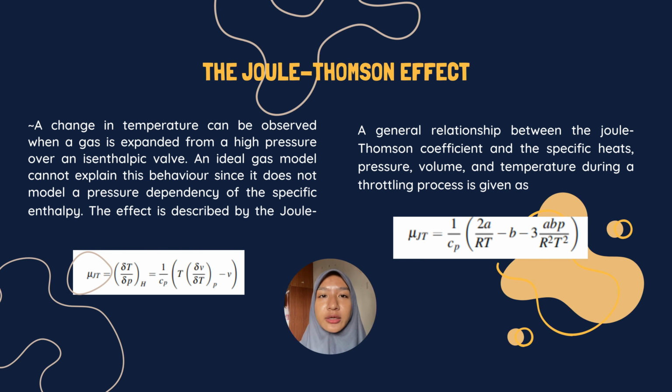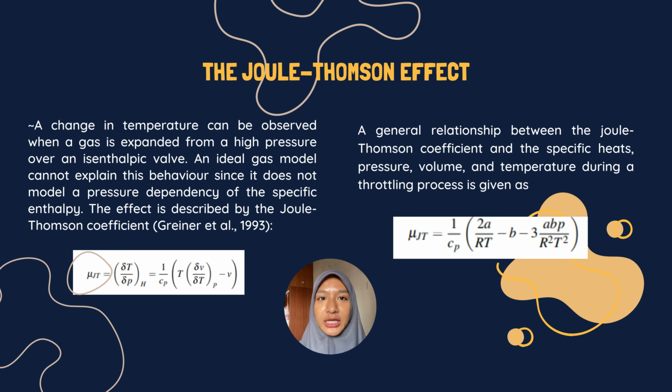Other than that, we can also relate it with the Joule-Thomson effect. First, a change in temperature can be observed when a gas expands from a high pressure over an isenthalpic path. An ideal gas model cannot explain this behavior since it does not model a pressure dependency of the specific enthalpy. The effect is described by the Joule-Thomson coefficient as shown. The relationship between the Joule-Thomson coefficient and the specific heat, pressure, volume, and temperature during a throttling process is as given.